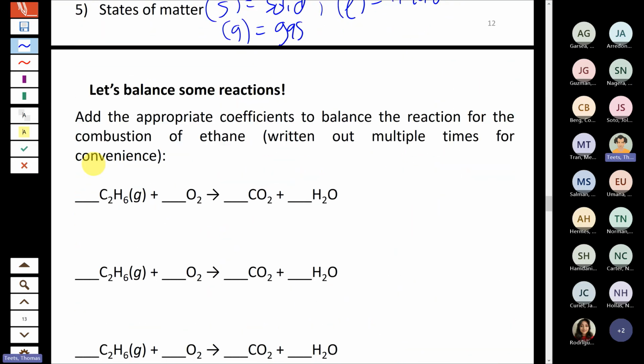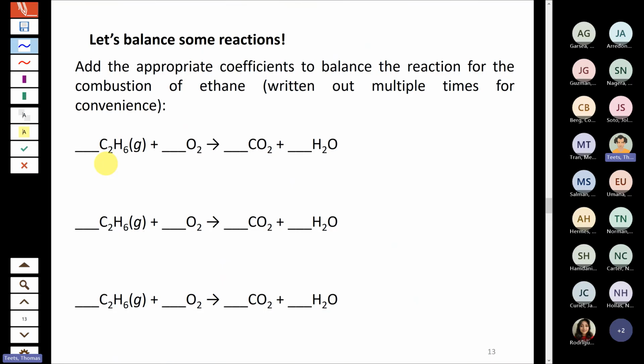So here we have a combustion equation. We're burning ethane, C2H6, one of the components of natural gas, although not the major one. We're just writing it out multiple times so we can go through the steps of balancing. You don't necessarily need all of these, but we just want to add the coefficients to get this balanced.